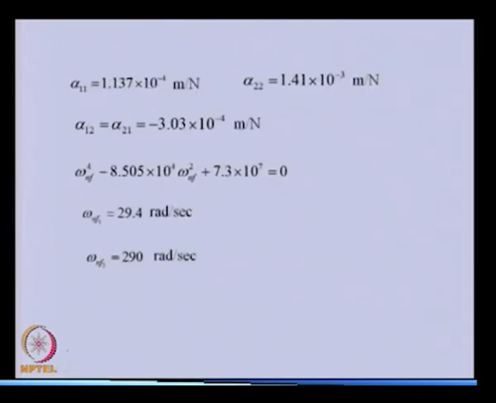For the various values of the data given in the problem, these are the influence coefficient values. If we substitute that in the previous polynomial, we will get a polynomial of this form, and we can get the roots, the solution of these two. So, this is the first natural frequency and this is the second natural frequency of the system. You can see that once we know the influence coefficients, it is quite straightforward to obtain the natural frequency of the system.